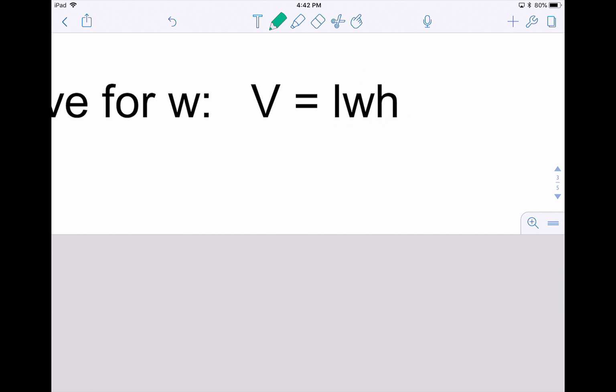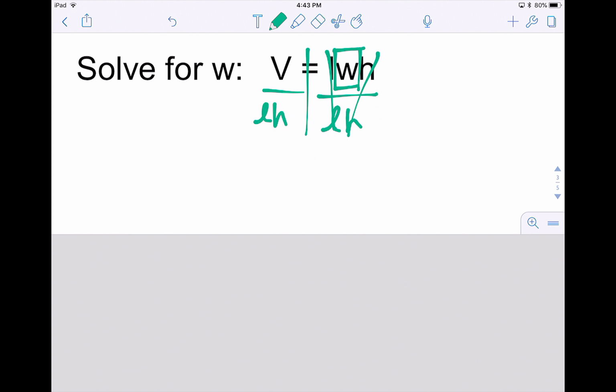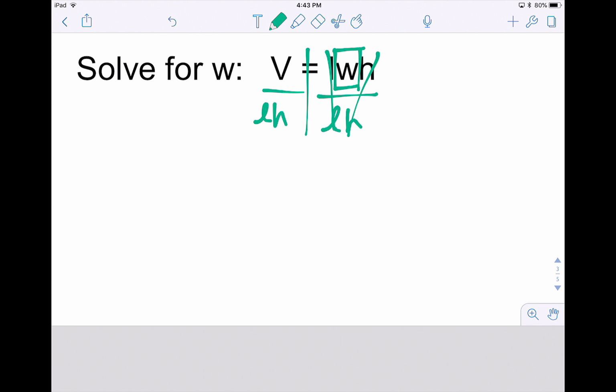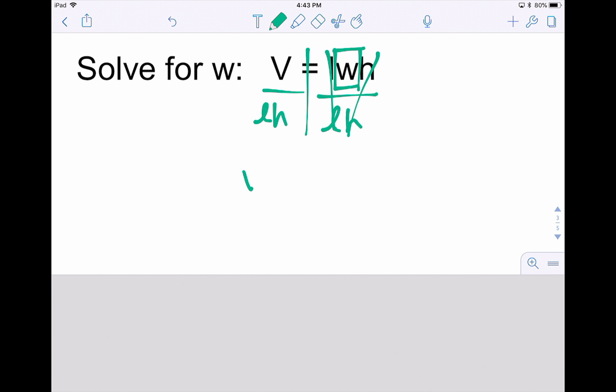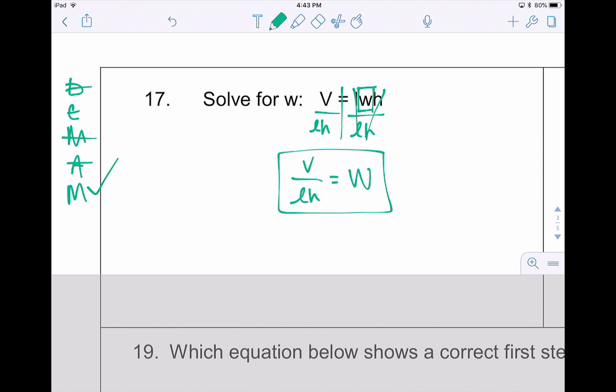So let me clear this up a little. I'm trying to get W by itself. I can do this all in one step. The L and the H are both being multiplied to W, so both of them can be divided because the L will cancel and the H will cancel. Whatever I do to one side, I need to do to the other. So on the left side, I have volume divided by length and height. And on the right side, I have width completely by itself, and I have completed that one step.